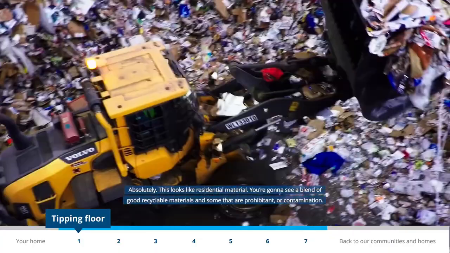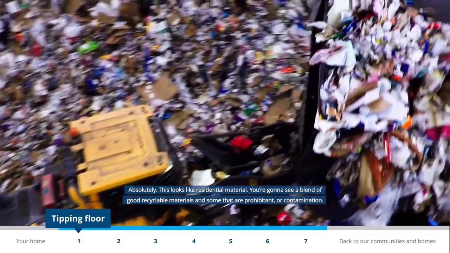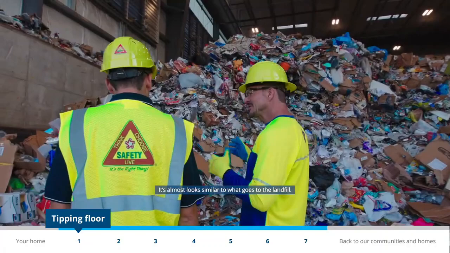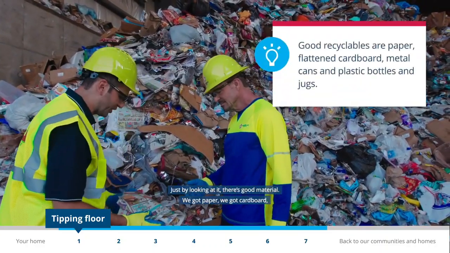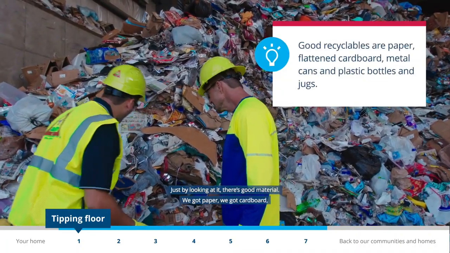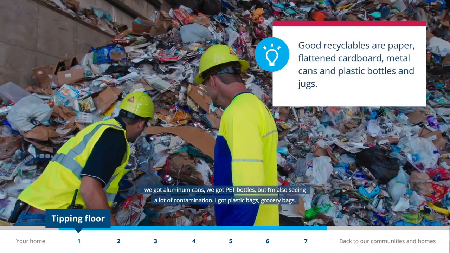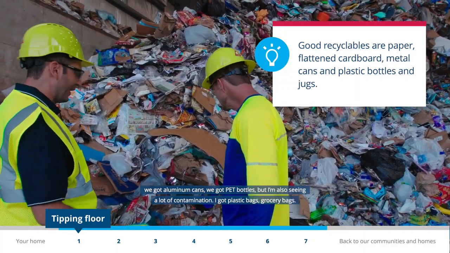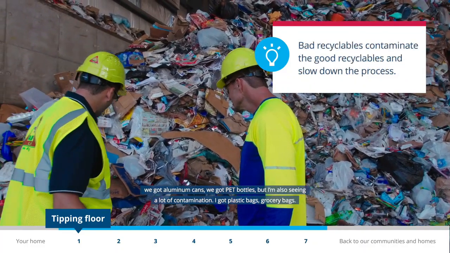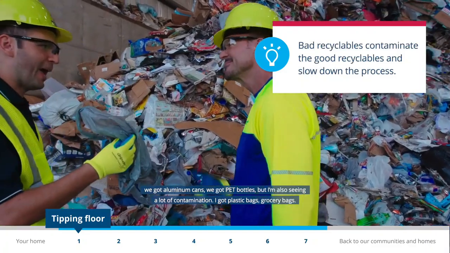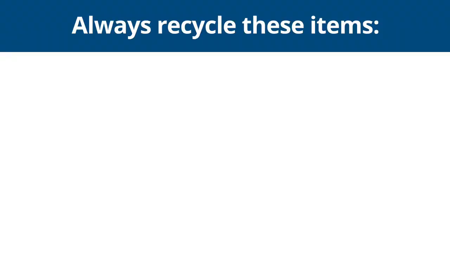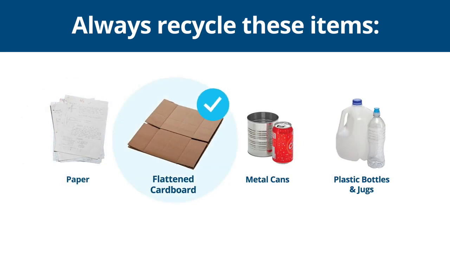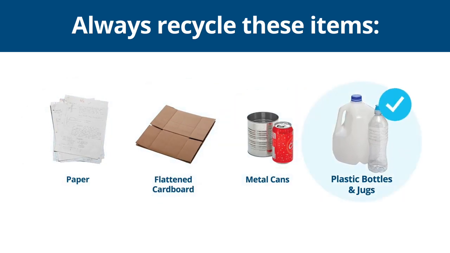You're gonna see a blend of good recyclable materials and some prohibited or contamination. It almost looks similar to what goes to the landfill. Just by looking at it, there's good materials. We got paper, we got cardboard, we got aluminum cans, we got PET bottles, but I'm also seeing a lot of contamination. I got plastic bags, grocery bags. All right, so no, we don't want this. We want only the key materials we can recycle: paper, cardboard, metal cans, and plastic bottles and jugs.